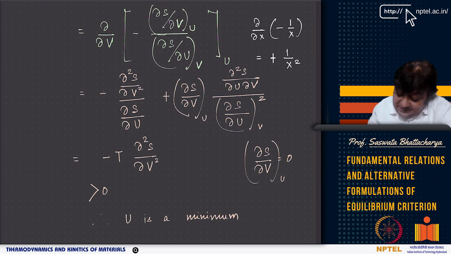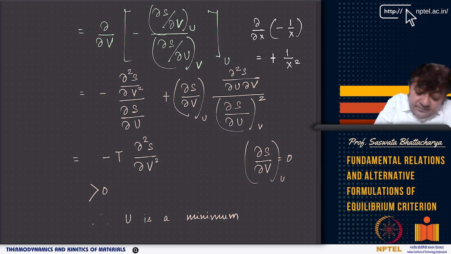Now if you see this, you have del S by del U, which is 1 by T, so this becomes minus T del 2S del V square. But here del S del V at constant U, from the entropy maximum principle we have already said del S del V at constant U is equal to 0, which means this entire term goes to 0, and so you have minus T del 2S del V square.